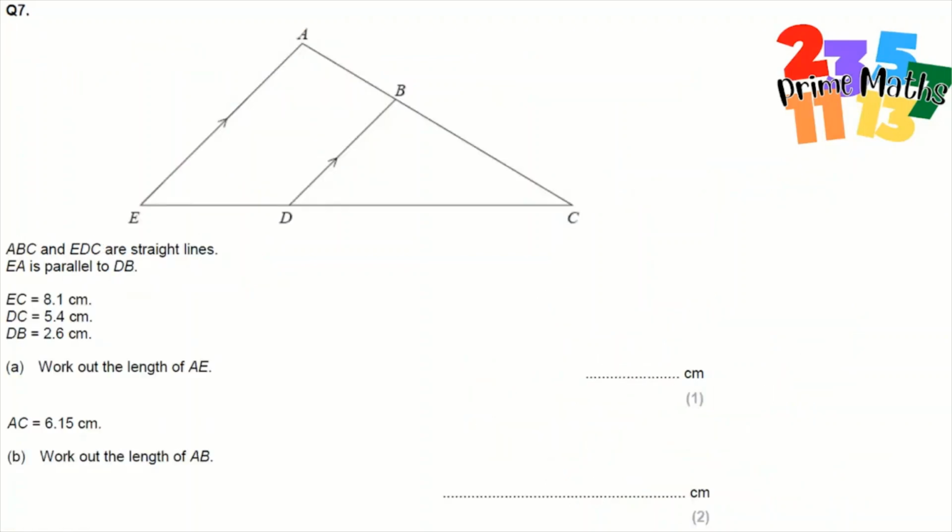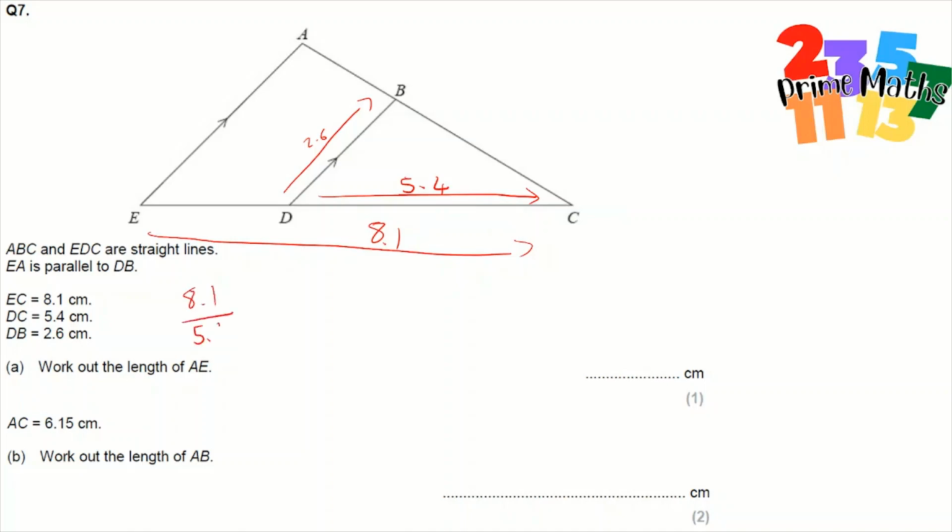Question 7 is a similar shapes question. To start with, I'm going to label the sides because I find that a bit easier to see. E to C is 8.1 and D to C is 5.4, and I've also been given that D to B is 2.6. I can see that E to C and D to C are the same line, so if I do 8.1 divided by 5.4, that means my scale factor from my smaller triangle to my larger triangle is 1.5.